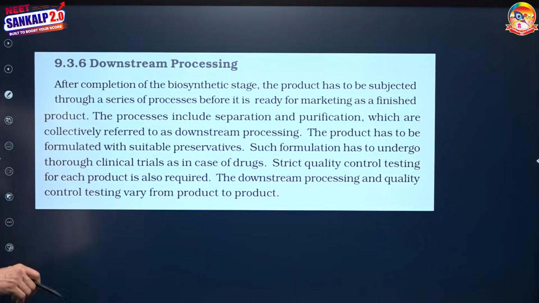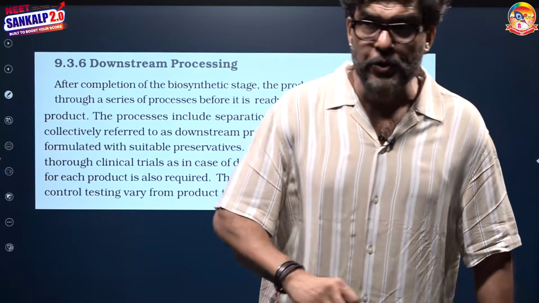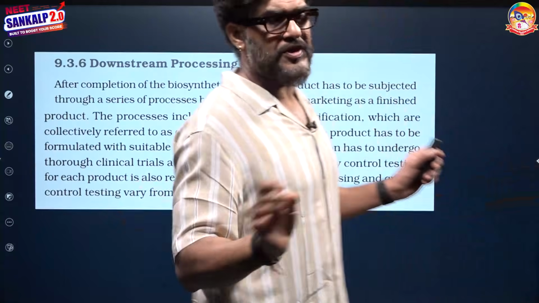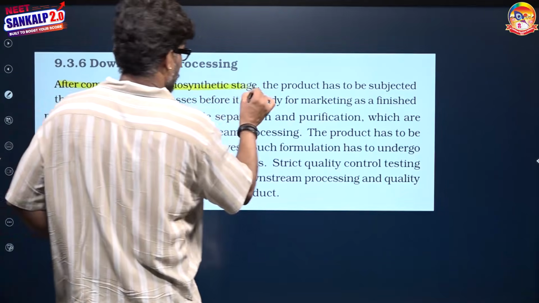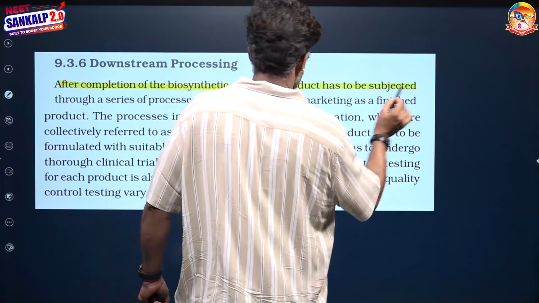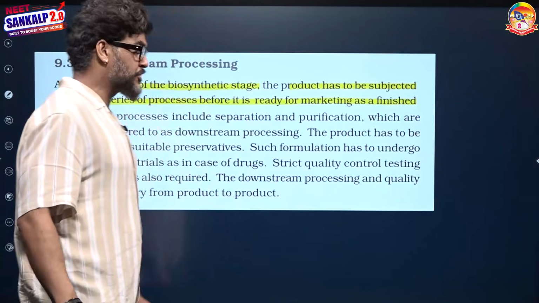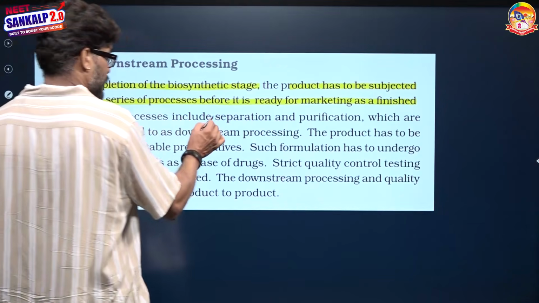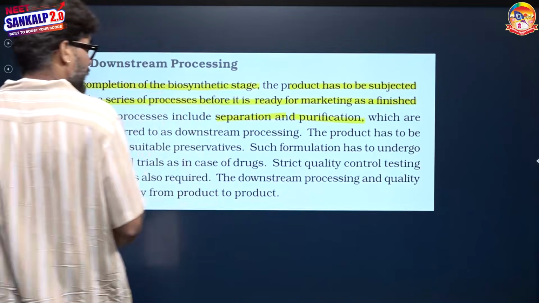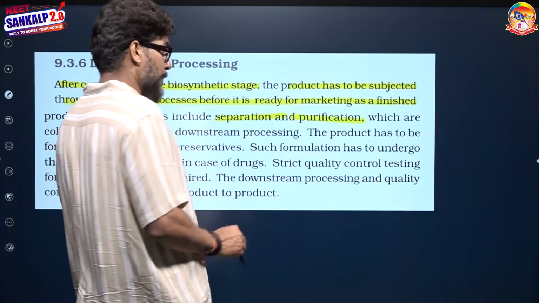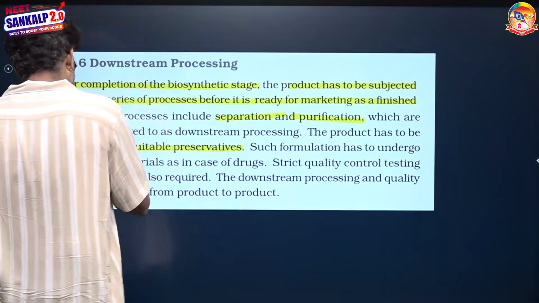Then all the steps after the production of recombinant protein to before marketing come under downstream processing. After completion of the biosynthetic stage, the product has to be subjected to a series of processes before it is ready for marketing as a finished product. These processes include what? Separation and purification of the product, which are collectively referred to as downstream processing. The product has to be formulated with suitable preservatives.